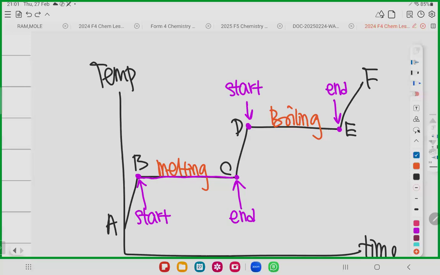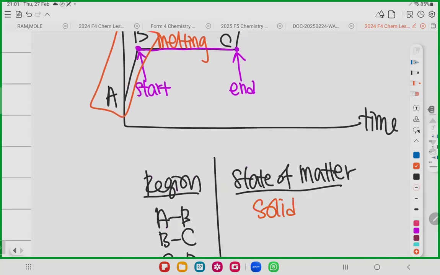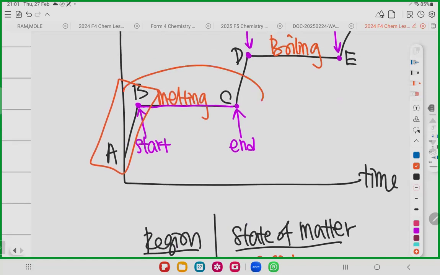Now, common sense. From A to B, is melting happening here? No, melting happens here. So A to B is before melting. When the substance has not melted yet, when melting has not started yet, everything should be a solid. Make sense? Melting happens here. You are now here. Not yet melting, right?